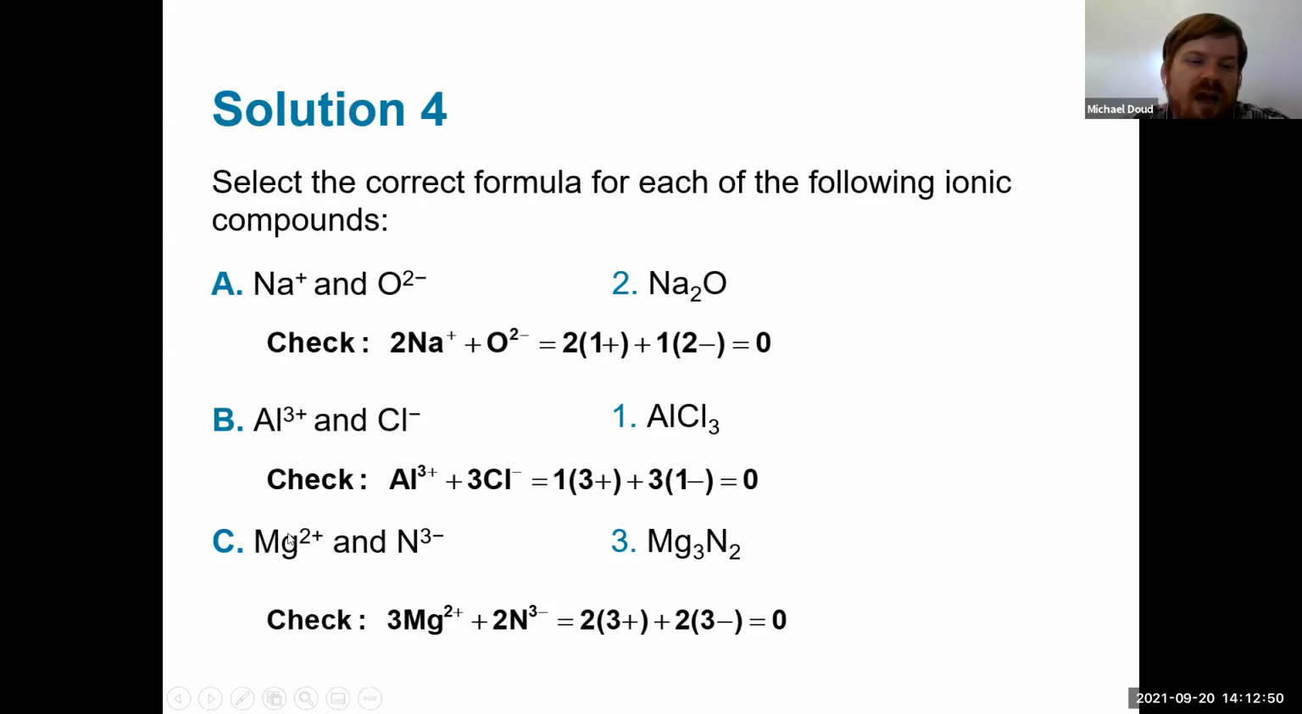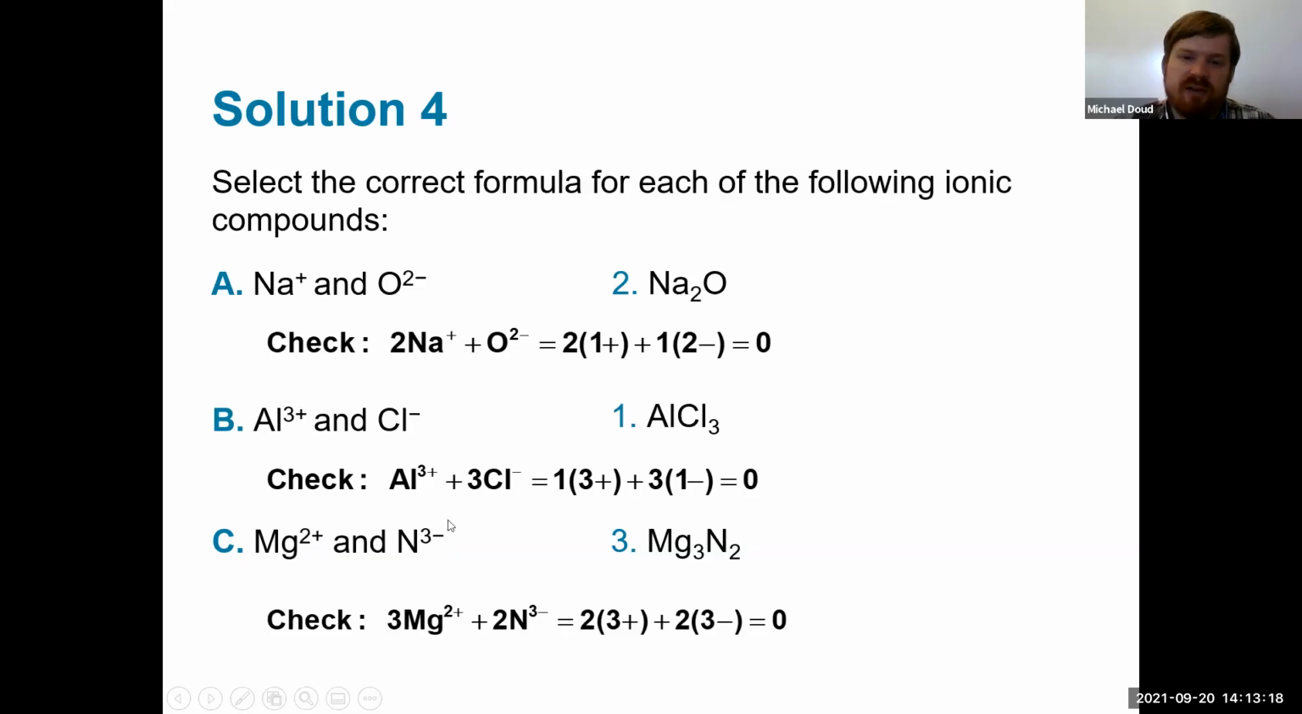Now, here's the hard one, magnesium and nitride. So the magnesium is 2+ and the nitride is 3-. There's no way that we can combine 2 of the magnesiums or 2 of the nitrides to balance it out. So what we have to find is the lowest common multiple of 2 and 3. In order to do that, we can have 3 of the 2+ charges and 2 of the 3- charges to form 6+ and 6-.